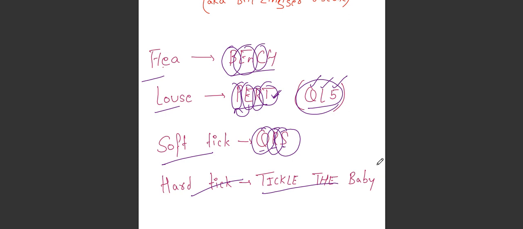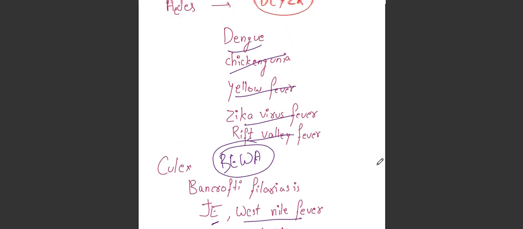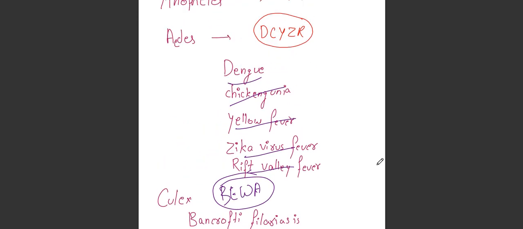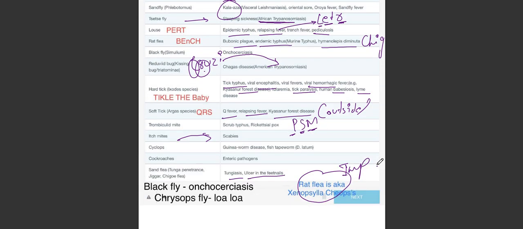Then hard tick is the longest mnemonic, that is TICKLE THE BABY, each word representing some disease. Then for the mosquitoes, the mnemonic for Aedes is DCYZR, where D represents dengue virus, C is chikungunya, Y is for yellow fever, Z is for Zika virus fever, R is for Rift Valley fever. Culex is BEWV: B for Bancrofti filariasis, E for Japanese encephalitis, W is for West Nile fever, V for viral arthritis.